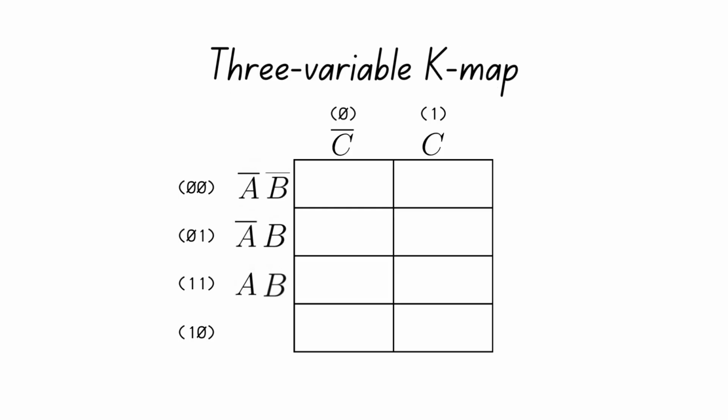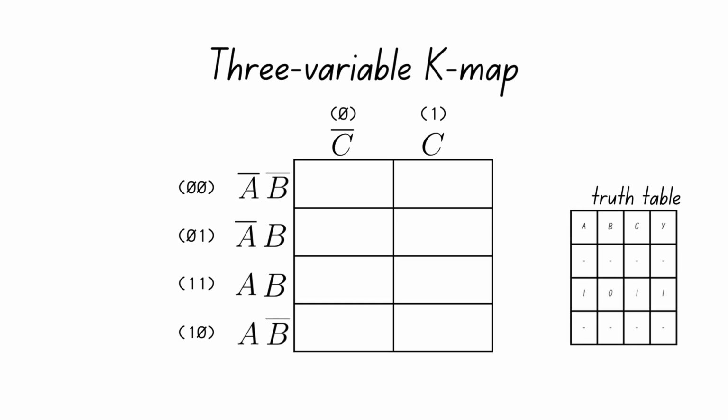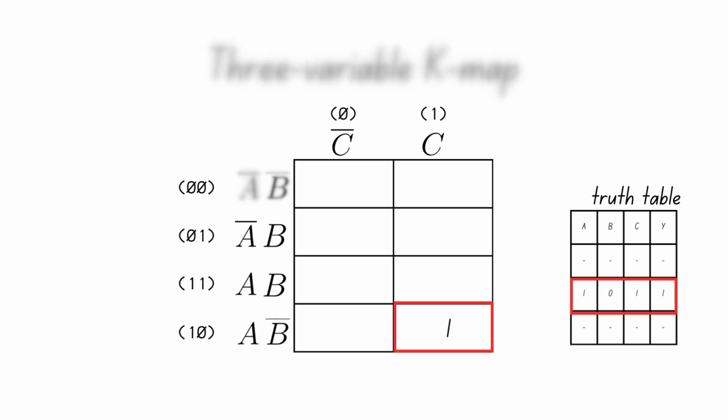The 3-variable K-map is used when we have a truth table with 3 input variables. Take note of the order in which the paired variables are arranged. The procedure for filling up this K-map is similar to that for the 2-variable K-map. For instance, if one row in the truth table is like this, then the entry cell for the output value is the one in which A is 1, B is 0, and C is 1, which is this cell.